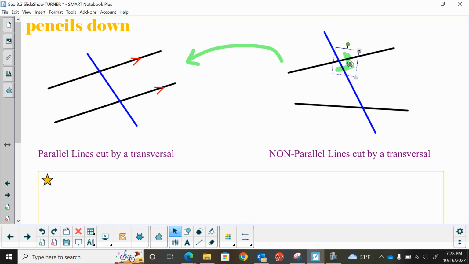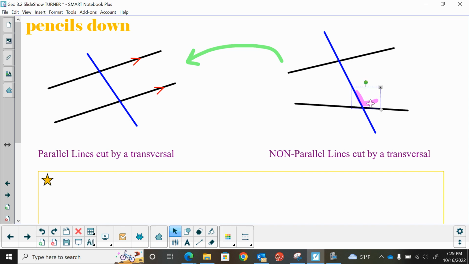Okay, it's probably even more obvious on the other side of the transversal. So let's look at this. Let me start over here and trace. Let's look at that top right angle. All right, so here's that top right angle. Now if we take that and slide it down, see how this bottom angle is bigger than that top right angle? Okay, so they're not congruent.